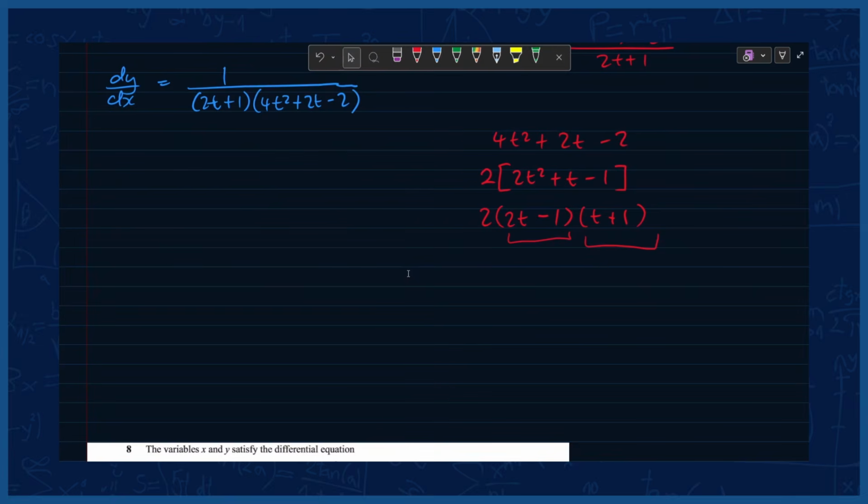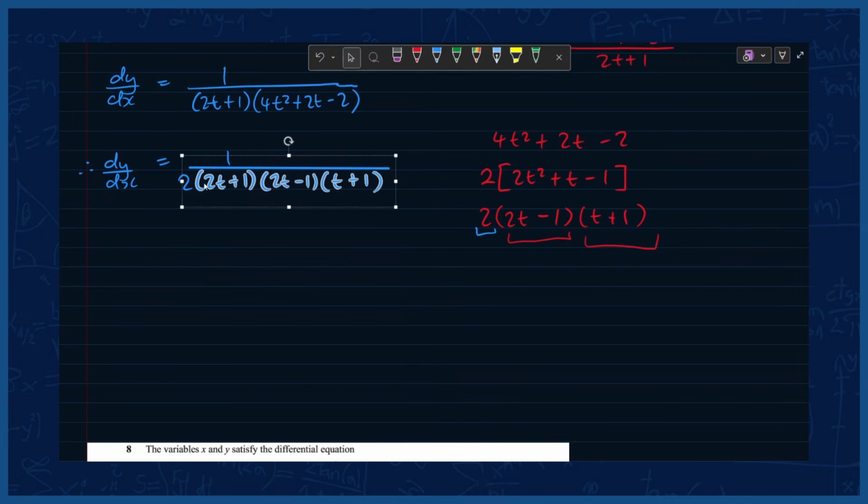So that means I can replace my quadratic there with my factorization. So dy dx is equal to 1 over 2t plus 1 multiplied by 2. In fact, I'm just going to put this 2 there, and then I've got 2t minus 1, and then I've got t plus 1. Okay, and this is as simplified as I can get this. I can't simplify further because I've reduced it to all linear factors down here.